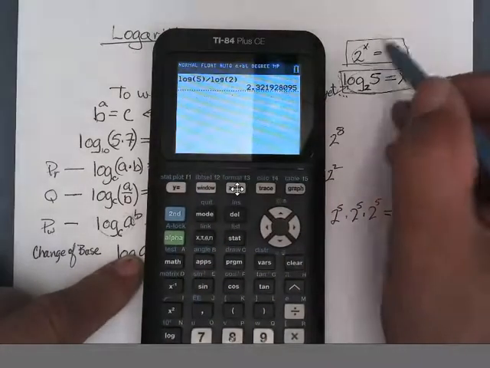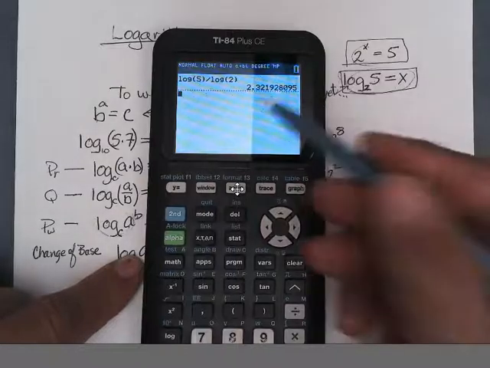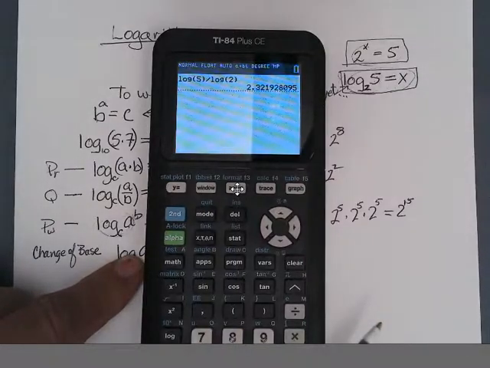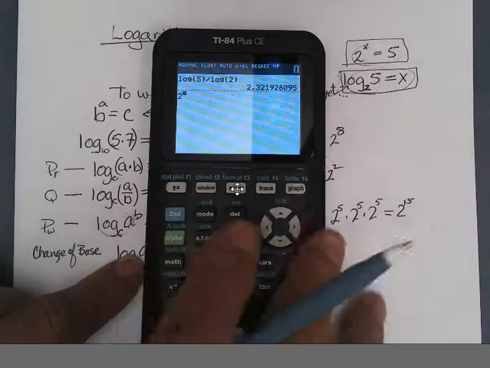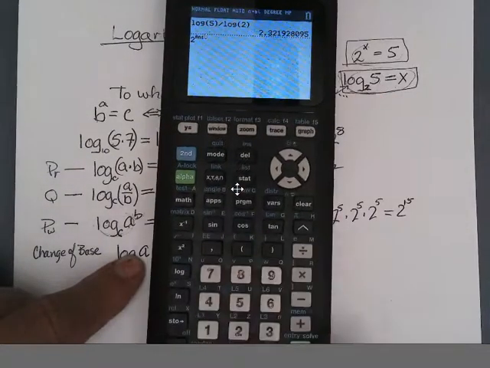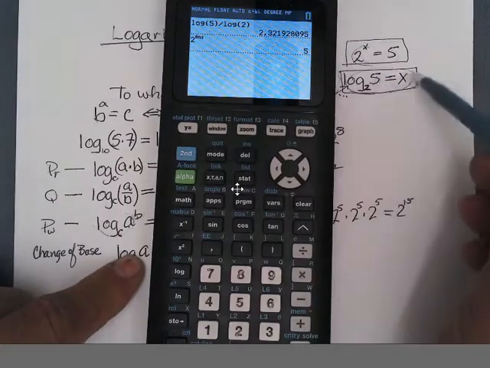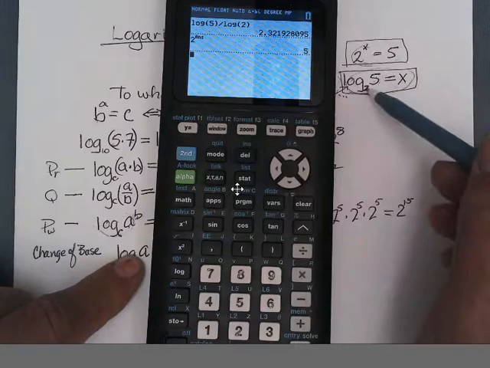That should be the power that I take 2 to get 5. Let's check that. So I'm going to take 2 to that answer, second the negative sign, and it says 5. I found the power that I can take 2 to get 5.